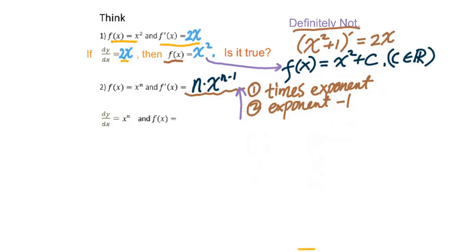Therefore, this f of x will be exponent plus 1. So you get x to the n plus 1. This is the exponent. Then times the exponent; the reverse will be divided by the exponent. Now the exponent here is n plus 1, so divided by n plus 1. Don't forget plus c. And c is all real numbers.